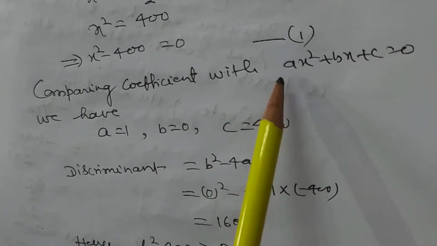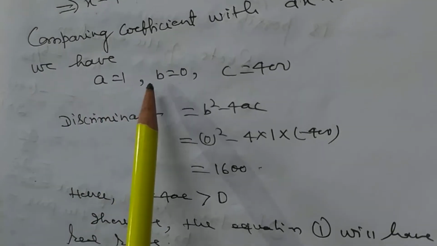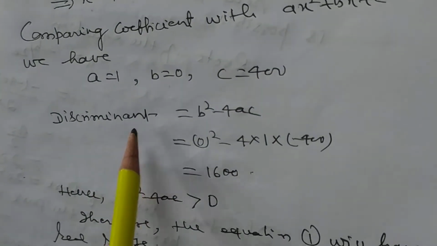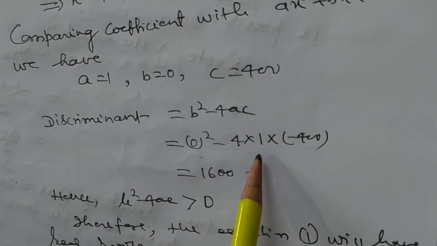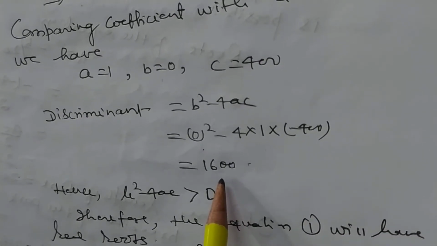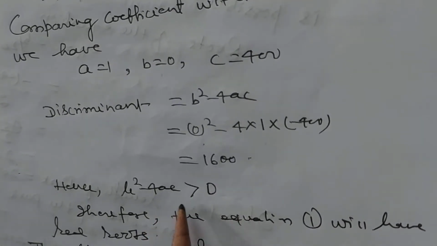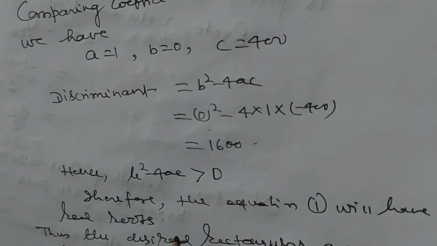Comparing coefficient with ax square plus bx plus c is equal to 0, we have a is equal to 1, b is equal to 0, c is equal to minus 400. So discriminant is equal to b square minus 4ac, that is 0 square minus 4 into 1 into minus 400, that is 1600. So b square minus 4ac greater than 0. Therefore the equation first will have real roots.